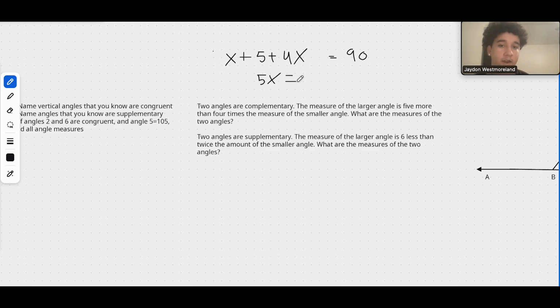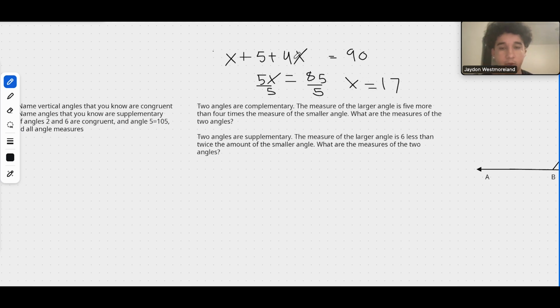I'm going to subtract 5 from both sides. That's going to give me 85. I'm going to divide by 5 on both sides as well. A little bit of mental math here: 5 goes into 8 one time with 3 remaining. 5 goes into 35 7 times, so 17. So in other words, our smaller angle is 17 degrees. And then our larger one, well, it's 17 times 4.